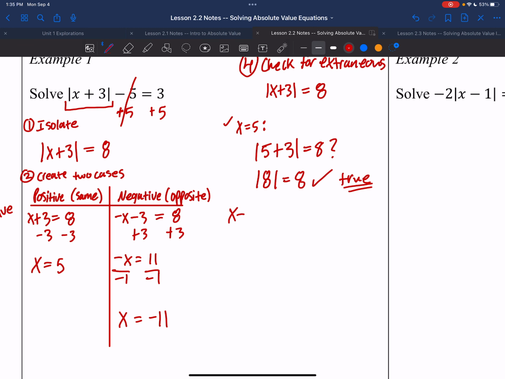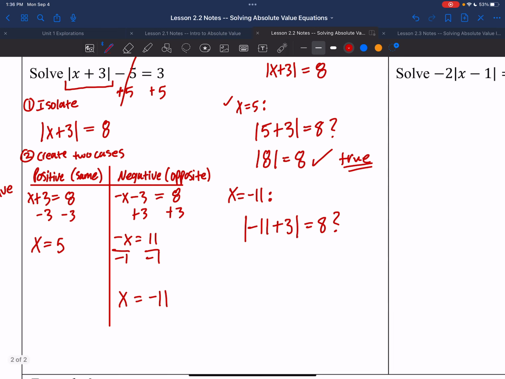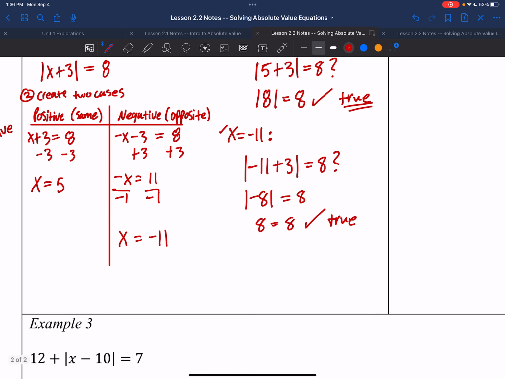Now let's test x equals negative 11. So I'll put in the absolute value bars. Here's negative 11 plus 3. Is that equal to 8? Question mark. Well, negative 11 plus 3 is negative 8. And the absolute value of negative 8 is 8. So, yes, this is also true, and it works.